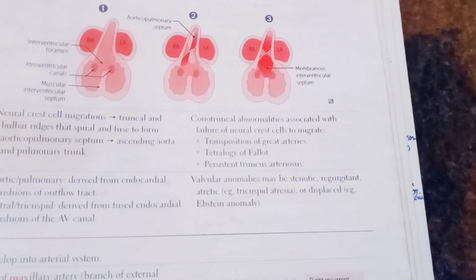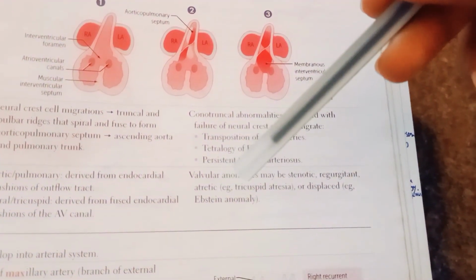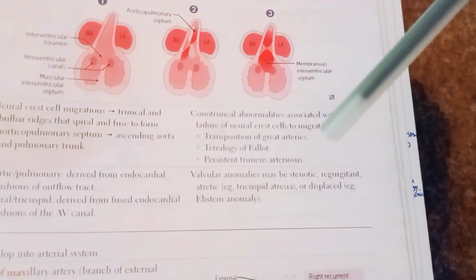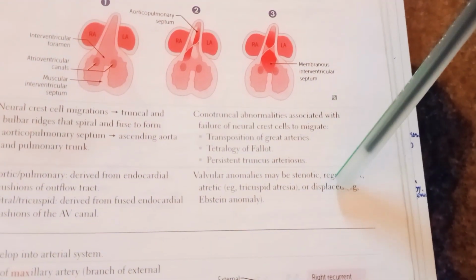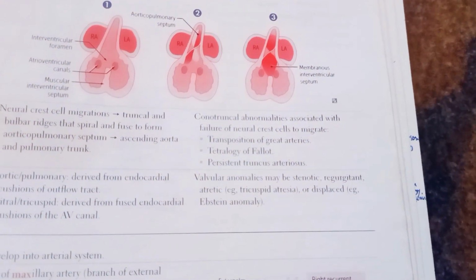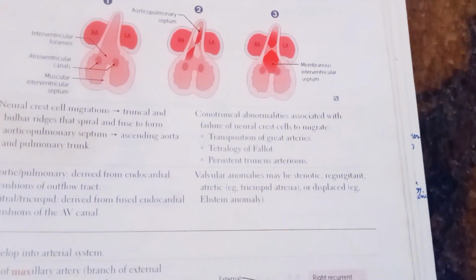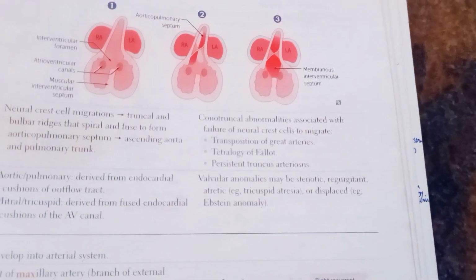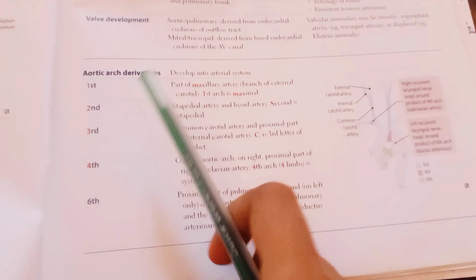So valvular anomalies may be either stenotic, if the valve is closed, that is stenotic. Regurgitant, that is the valve is allowing backward flow. It is atretic, means it is completely absent. Okay, atresia means it is absent, or it is displaced. Like in Ebstein's anomaly, the right side valve is displaced, that is the tricuspid valve is somewhat lower and displaced. Okay, so all these conditions we have seen in the valves.